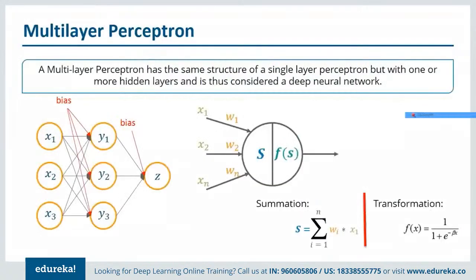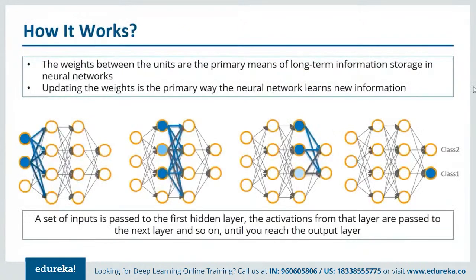So what are multi-layer perceptrons? Multi-layer perceptrons have the same structure as the single layer perceptron. The only difference is they have more than one hidden layer. Let me explain it to you with an example. This is how a typical multi-layer perceptron looks like. We have an input layer, 2 hidden layers, and 1 output layer as well. Each neuron is connected to the neurons present in the adjacent layer, but the neurons of the same layer are not connected to each other.